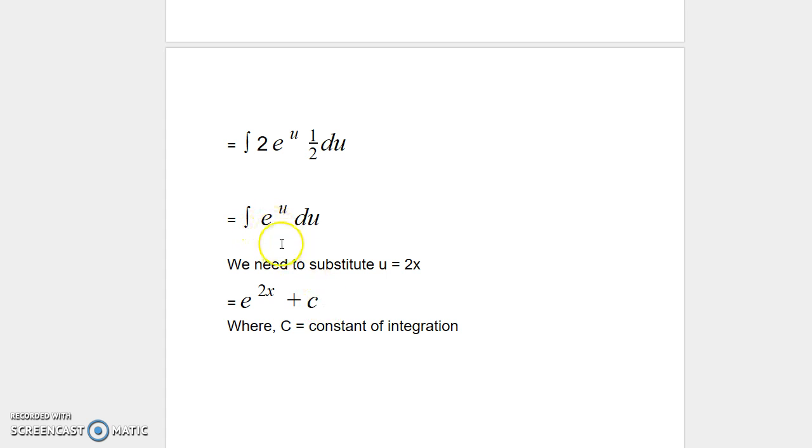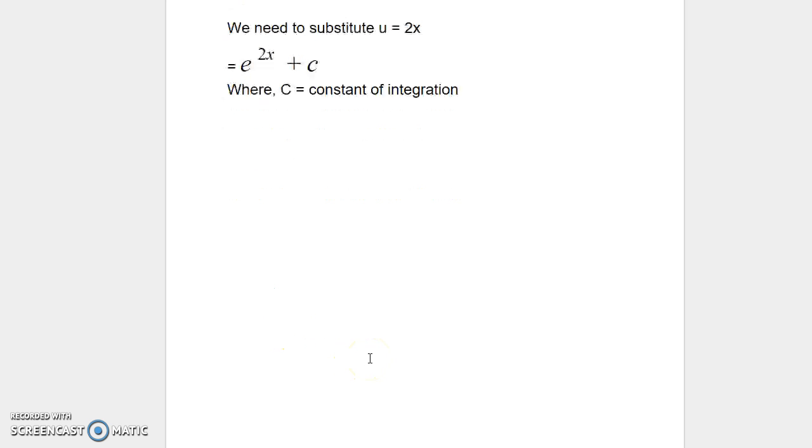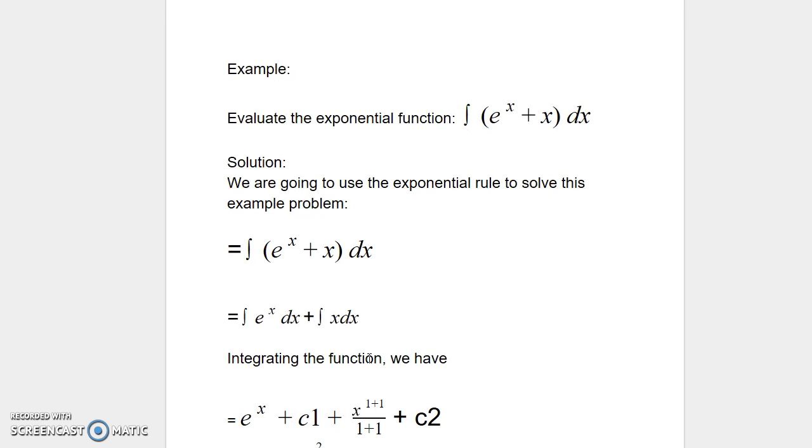There is one more step in here. Integral e to the power of u du, when we integrate that, is going to be equal to e to the power of u plus c. But u is equal to 2x, so therefore we write it out as e to the power of 2x plus c, where c is a constant of integration. Let's look at another example.